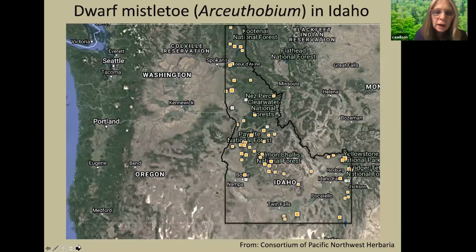So that is kind of to give you an overview of what the dwarf mistletoe looks like. And now I want to kind of show you where it's found in Idaho and introduce you to some of the players. So you can see that it's pretty widespread around Idaho. And I took this from the Consortium of Pacific Northwest Herbaria website. And each of these represents collections in the herbaria that are part of this consortium, which includes, of course, the herbaria in Idaho.